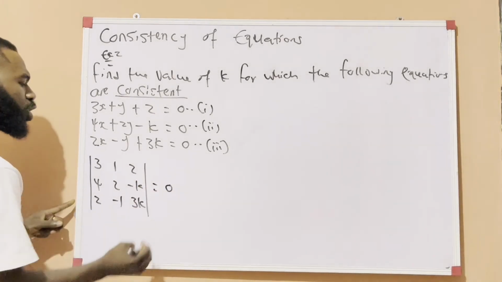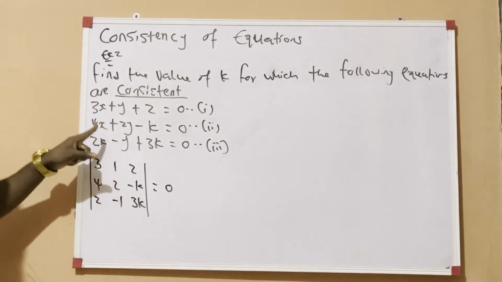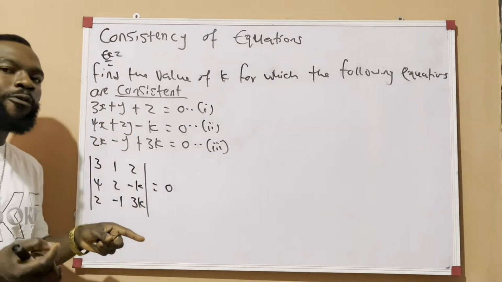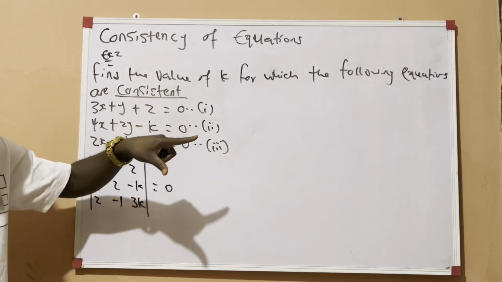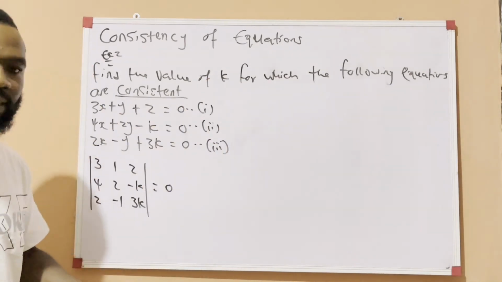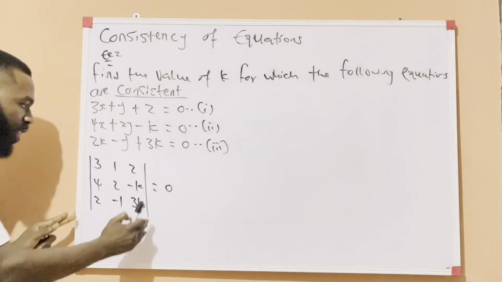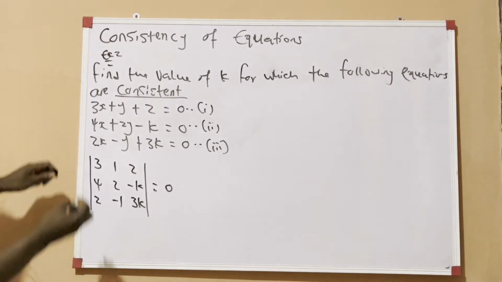Now, we are sure to equate it to 0. Why? Because in the question, we were already told that the equations are consistent. But what we are told to do is to find the value of k that will make it consistent. So we are right to say the determinant is equal to 0. Okay, now let us solve.